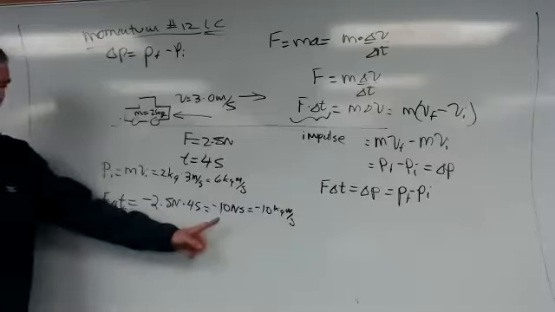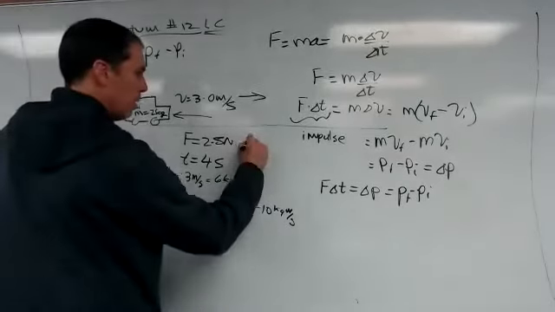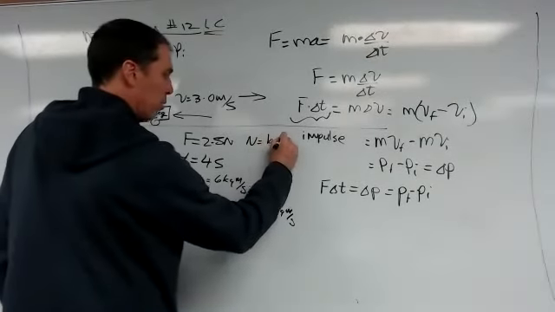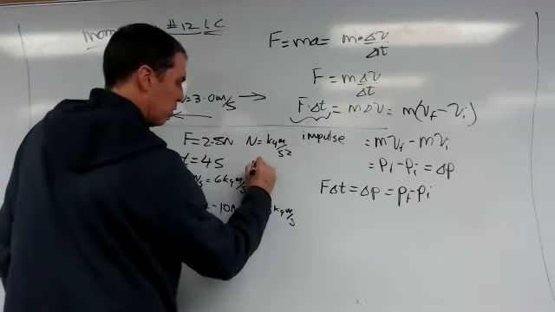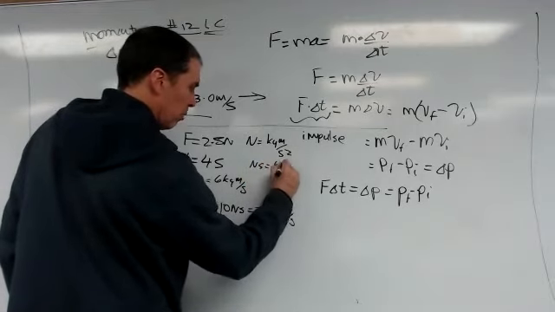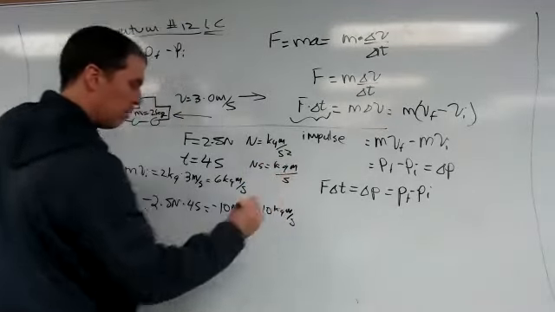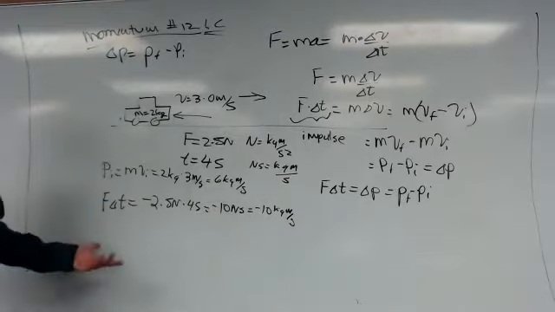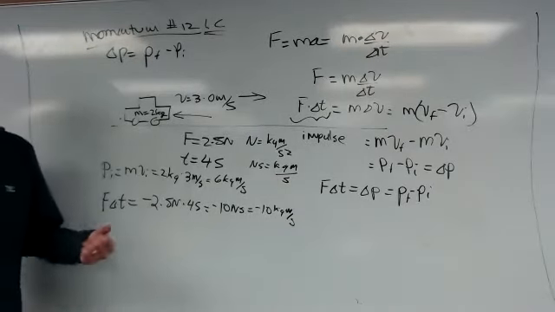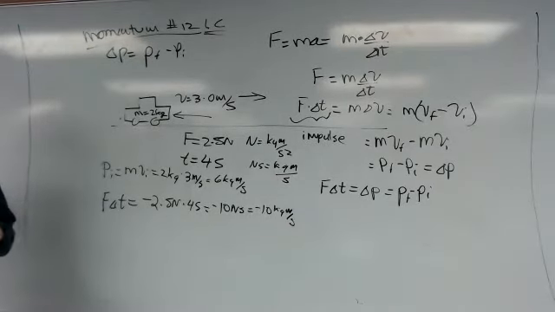Those are the same thing, right? A newton is a kilogram meter per second squared, and so a newton second is equal to a kilogram meter per second. And so the change in momentum is minus 10 kilogram meters per second, or newton seconds, whichever you prefer.